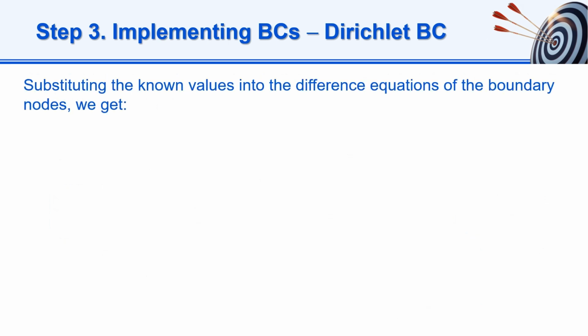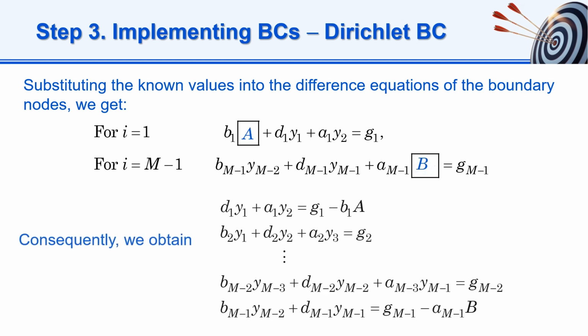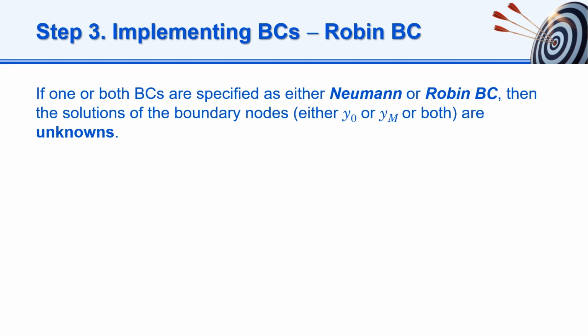Substituting the known values into the difference equations of the boundary nodes, we get. Then, we carry the known terms to the right-hand side. Consequently, we obtain. If one or both boundary conditions are specified as either Neumann or Robin boundary condition, then the solutions of the boundary nodes, either y0 or ym or both, are unknowns.